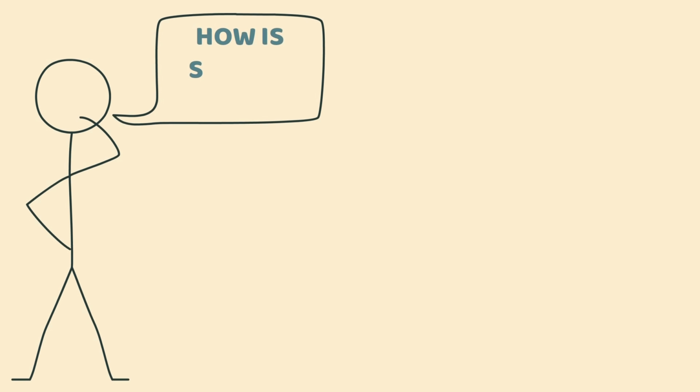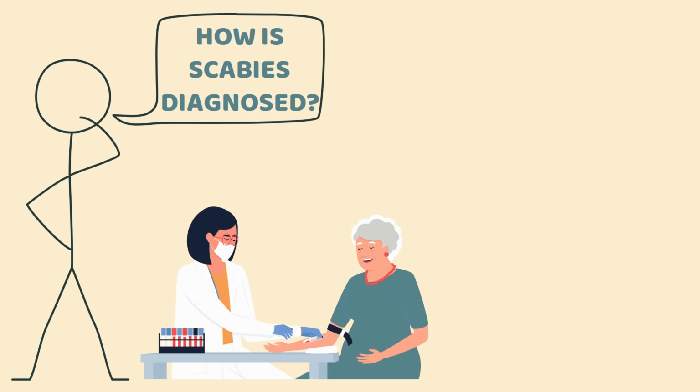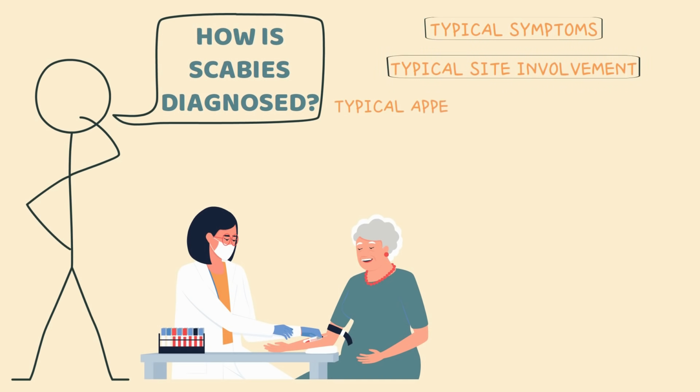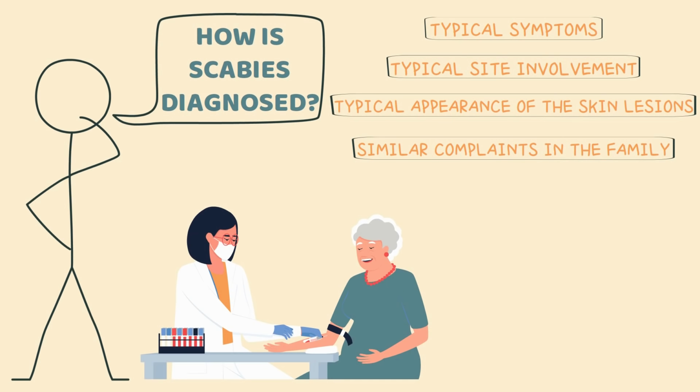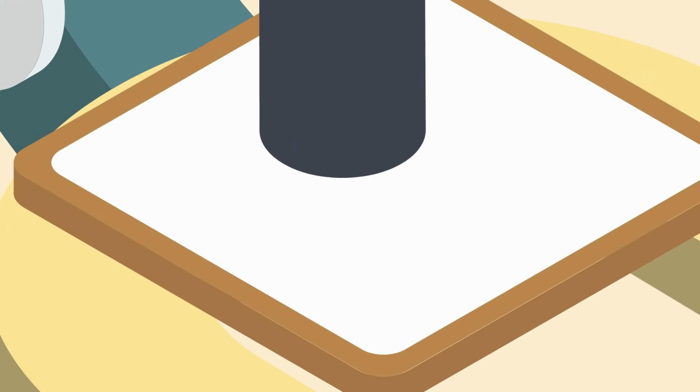Now let's talk about how scabies is diagnosed. Diagnosis is mostly clinical and is based upon typical signs and symptoms that we have discussed previously in this video. Typical symptoms, typical site of involvement, typical appearance of skin lesions, all of which we have already discussed in the earlier half of this video. Also, not to forget, history of similar complaints in family members or close contacts is very common. The definitive diagnosis is made by microscopic identification of scabies mite, eggs, or fecal pellets, also known as scybala.